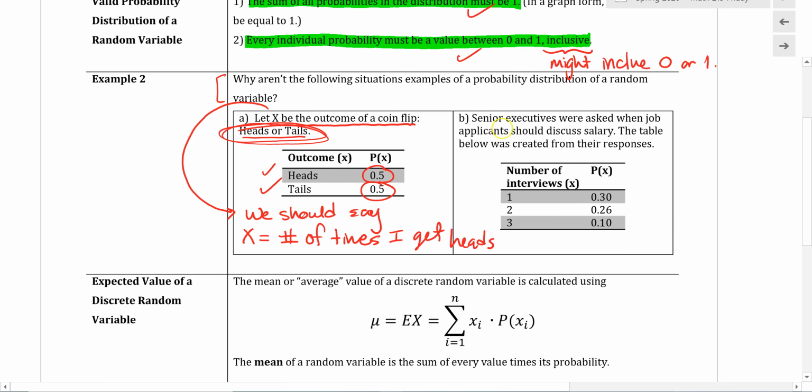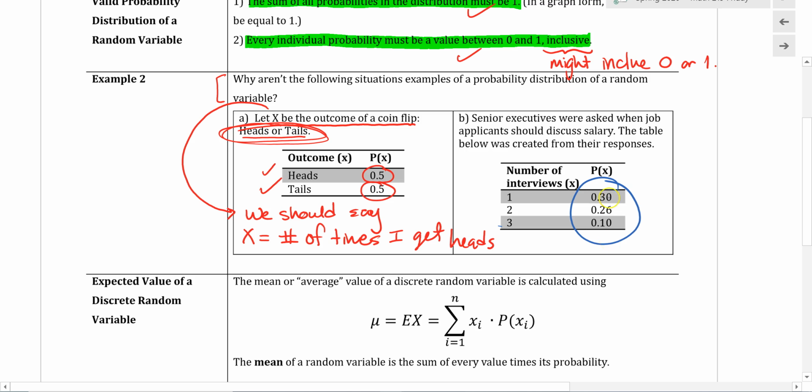Now here on this example, part B, it says senior executives were asked when job applicants should discuss salary. The table below is created from their responses. So they've got the number of interviews. These senior execs say you should either talk about salaries on your first interview, second, or third, and that's the probability or the relative frequency basically that said, yeah, do it on your first one, or on your second one, or on your third one. The problem here, I can just quickly eyeball, is that if you add these things up, this ends in a 6. So it's not going to end in 1.